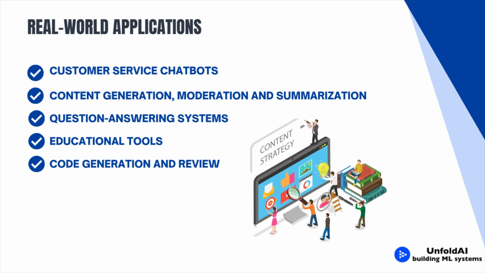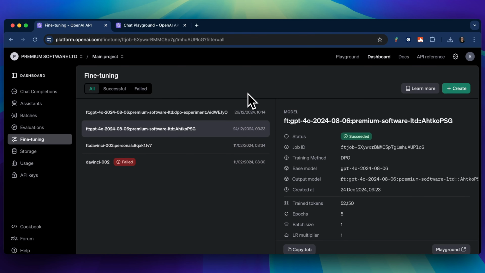As we better understand DPO's capabilities, we can continue finding new use cases where its simple yet effective approach can improve how language models serve different and specific needs. In the next part, I'll show you how to fine-tune with DPO in the OpenAI interface. So let's continue in the OpenAI platform.